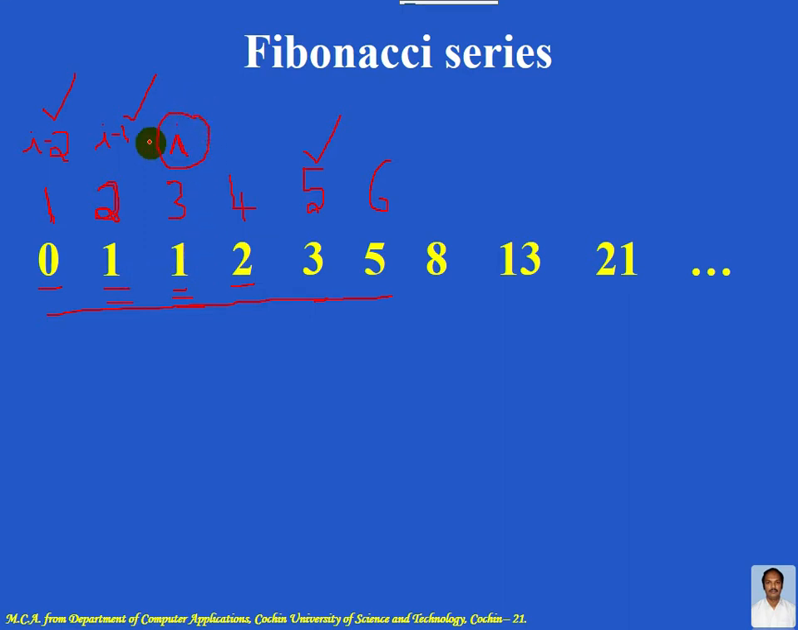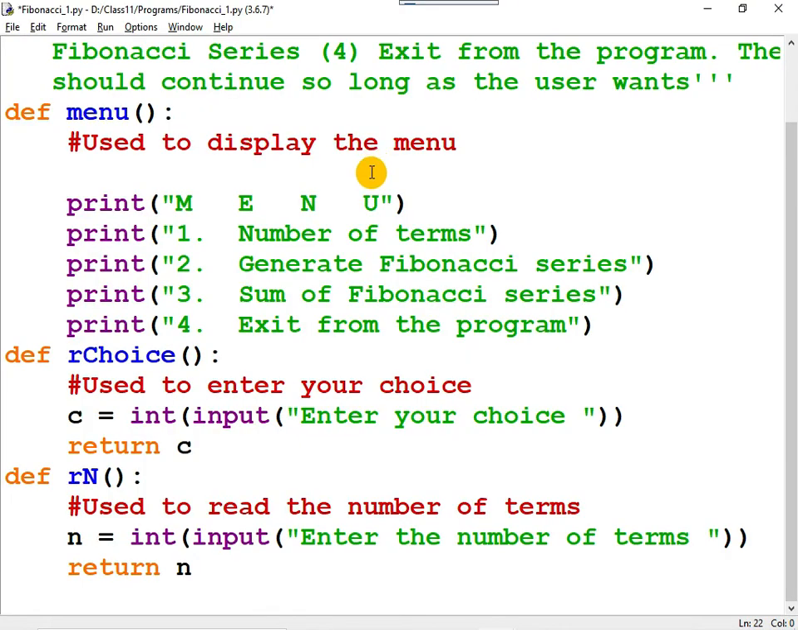So in order to get term I of the Fibonacci series, it is term I minus 1 plus term I minus 2. So I am going to create a function which will return term I of the Fibonacci series. Okay, let me create that.